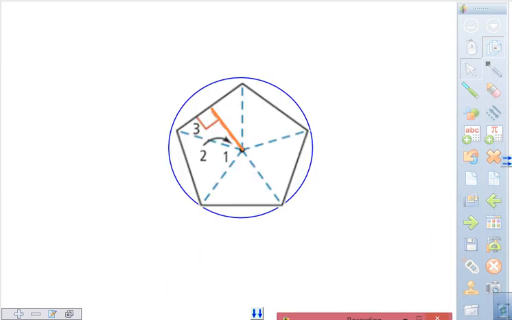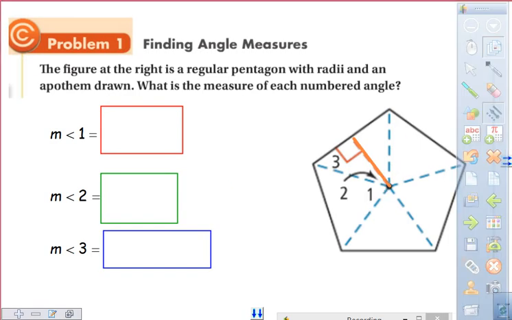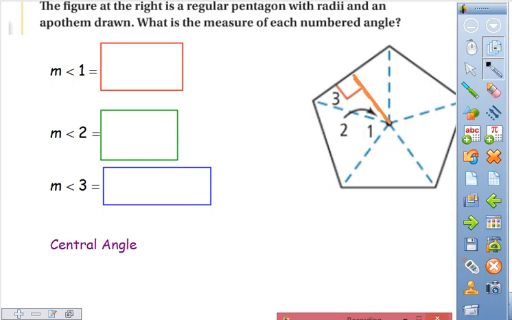So remember, our pentagon can be circumscribed inside that circle. So then what happens is the distance from here to here would be our radius. So the orange is our apothem, and these blue dotted lines are our radii. So then what we need to do is find a central angle. So a central angle is going to be the measure of an angle from here to here.